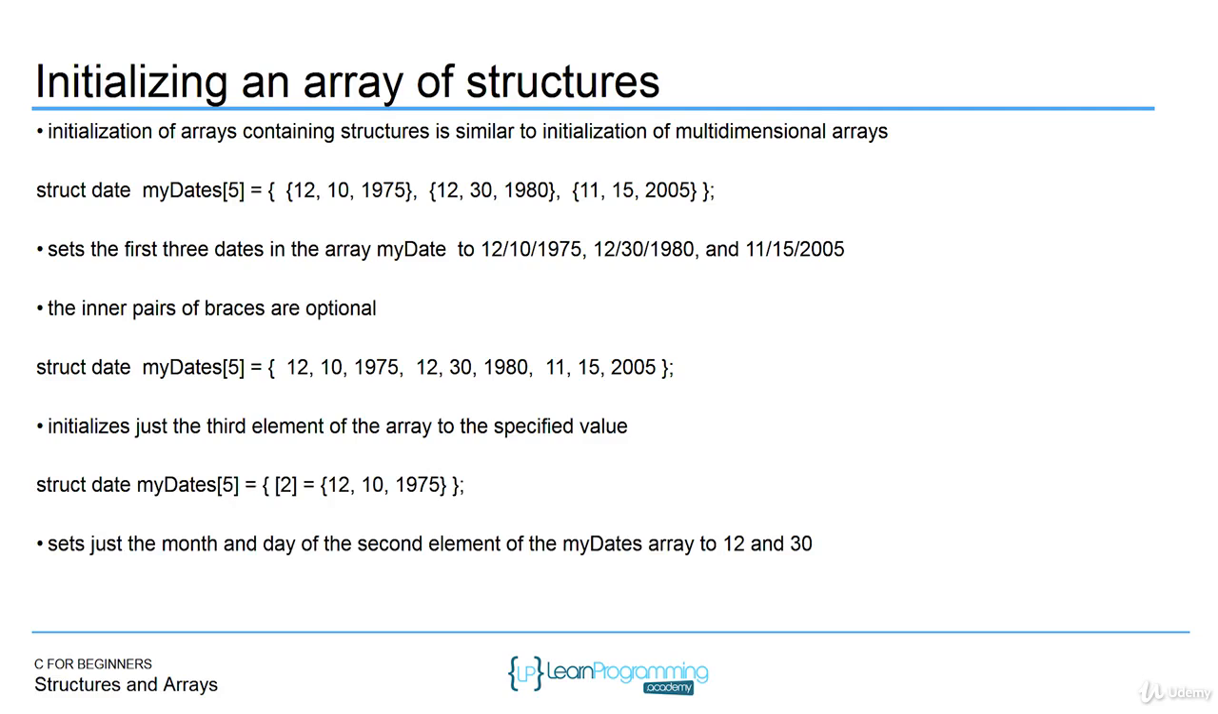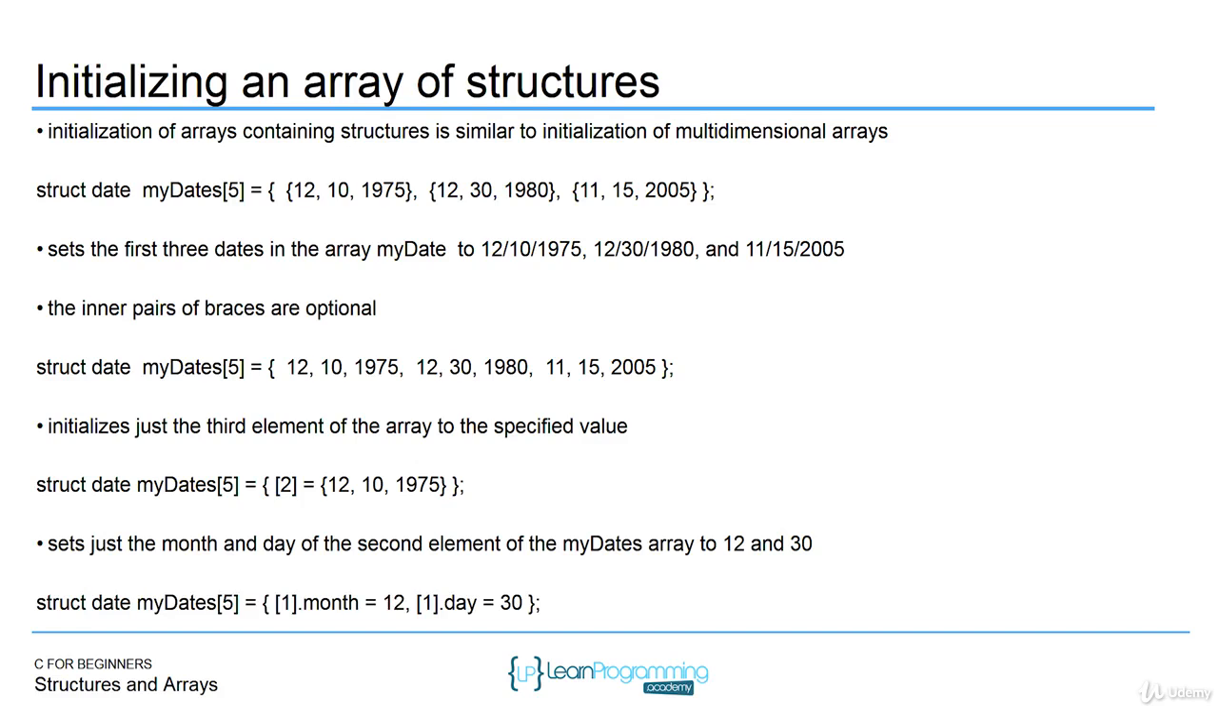If you want to initialize just the third element of the array to a specified value, you can specify myDates sub 2. You're still creating the array here. You're still declaring the variable and setting the size to 5. But inside the curly braces, you're saying 2 inside brackets, and you're going to initialize 2 to 12/10/1975. So you'll see the square brackets that represent the element that you want to initialize, then the assignment operator equals, and then inside the curly braces, you're initializing the month, day, and year for the elements inside the struct. So you can specify exactly what element you want to initialize as well.